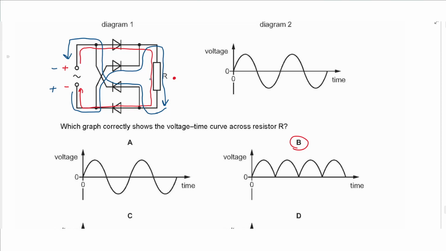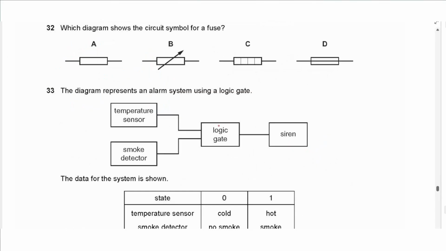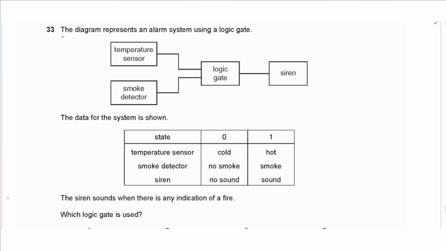So still same direction, so it's a full wave rectification, so the answer is B. Question 32 says which diagram shows a circuit symbol for a fuse? A fuse is like a resistor, but the whole connection is going through the rectangle, so the answer is D. Question 33 is about logic gates, so you can skip this one for the new syllabus.